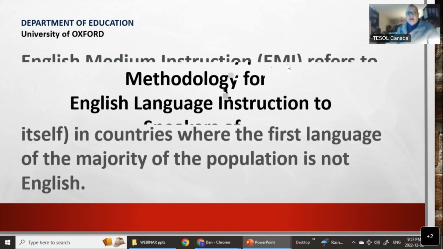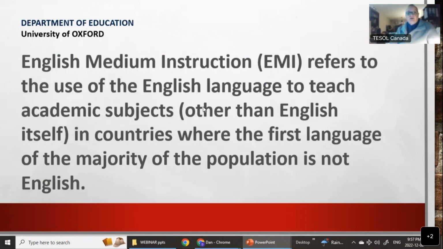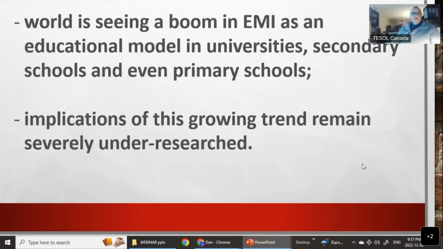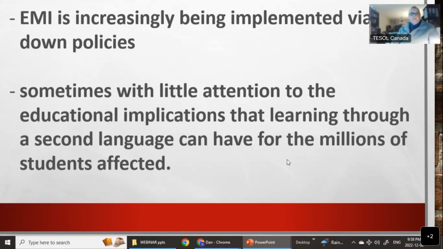English medium instruction, EMI, refers to the use of the English language to teach academic subjects other than English itself in countries where the first language of the majority of the population is not English. The world is seeing a boom in EMI as an educational model in universities, secondary schools, and even primary schools. The implications of this growing trend remain severely under-researched.